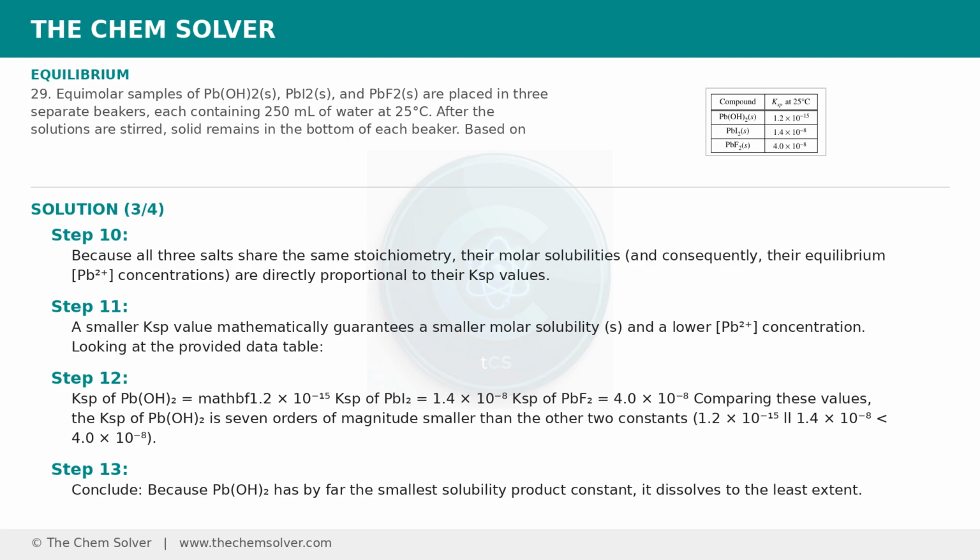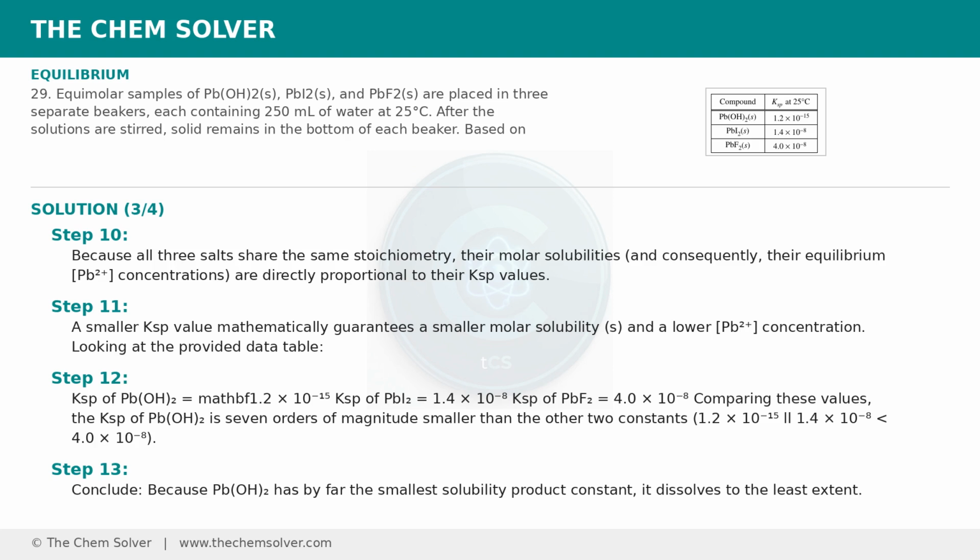Looking at the provided data table, Ksp of Pb(OH)2 equals 1.2 times 10^-15. Ksp of PbI2 is equal to 1.4 times 10^-8. Ksp of PbF2 is equal to 4.0 times 10^-8. Comparing these values, the Ksp of Pb(OH)2 is 7 orders of magnitude smaller than the other two constants: 1.2 times 10^-15 is much less than 1.4 times 10^-8, which is less than 4.0 times 10^-8.